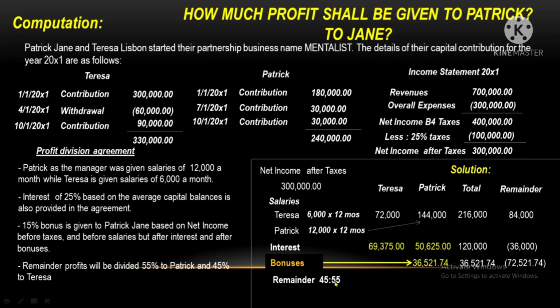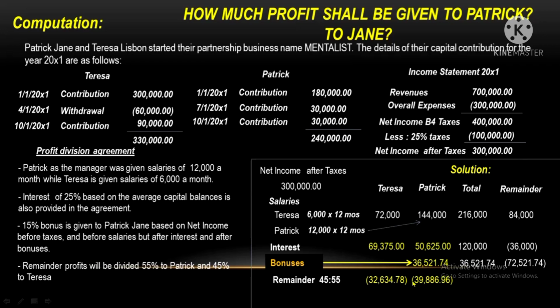So 45% times 72,521.74 equals 32,634.78, which will be the share of Teresa. And for Patrick, we will have again 72,521.74 times 55%. So Patrick will have a share of negative 39,886.96. So that's how you distribute.